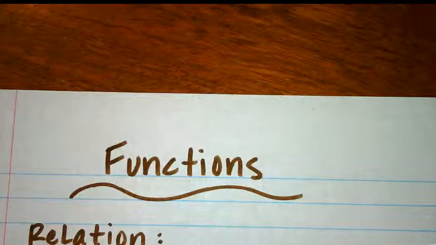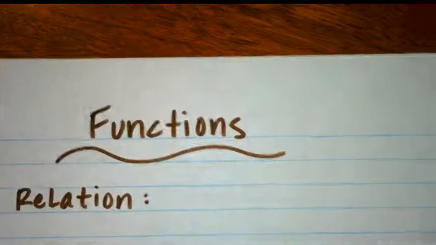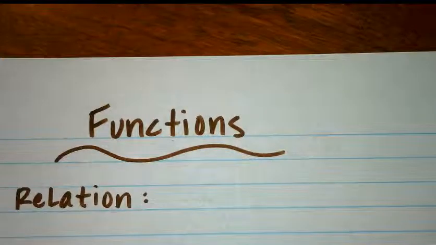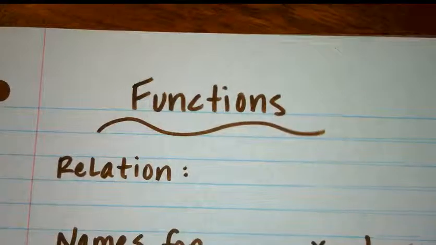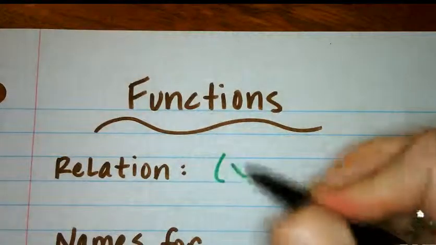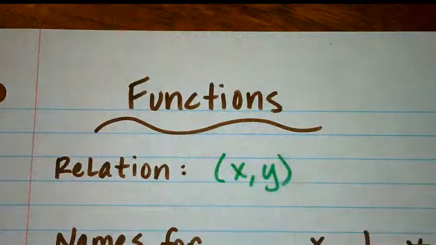We're going to look at functions. This is Unit 4 from the Math 8 curriculum. And Unit 4 talks about the difference between relations and functions. When we talk about a relation in math, all we're talking about is an ordered pair. So if you have an ordered pair, an XY, then you have a relation.